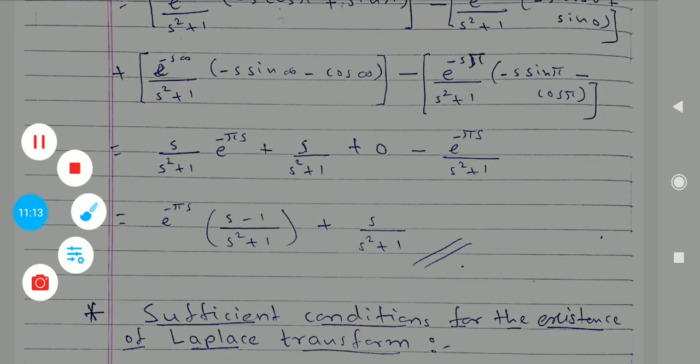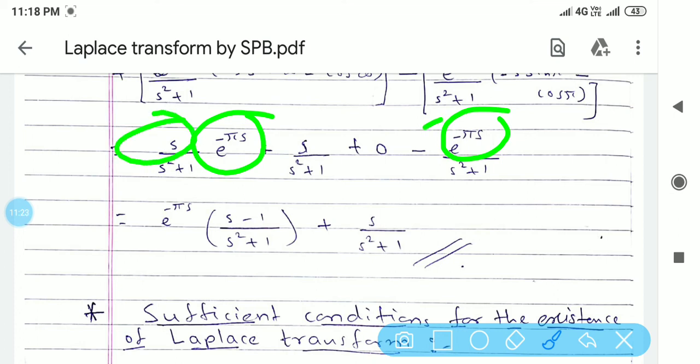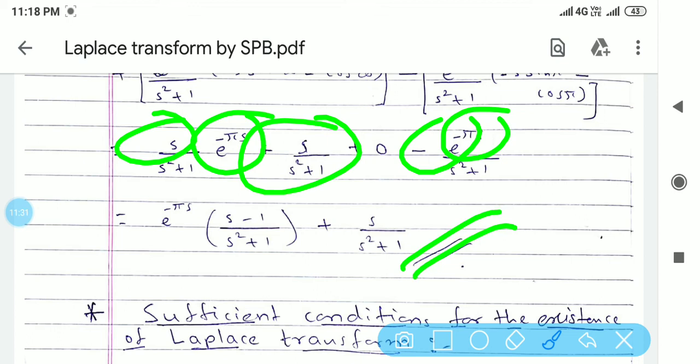So here, from these terms, we will take e raised to minus pi as common. So what remains here is s, here s, here minus 1. So the answer is s by s square plus 1 minus e raised to minus pi into s minus 1 by s square plus 1. This is the answer.